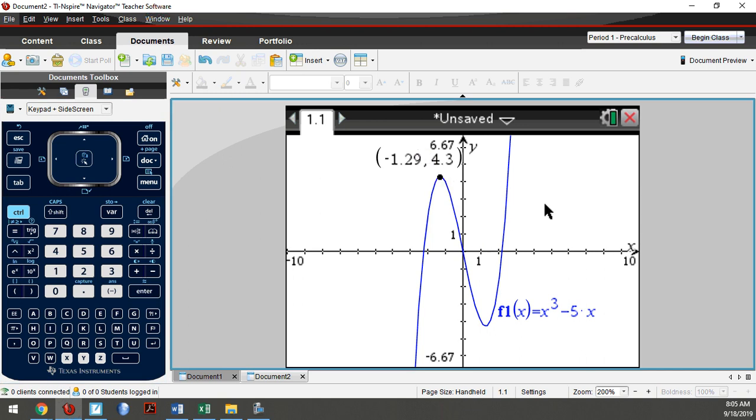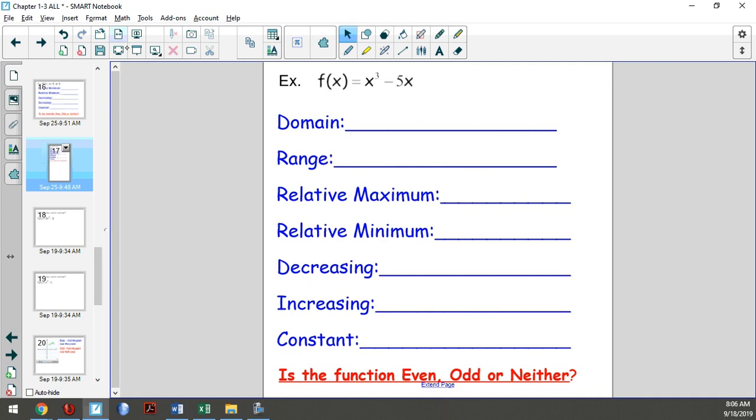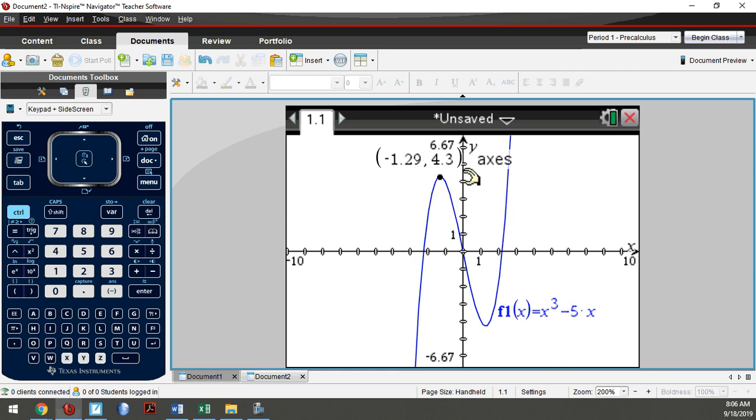Okay, what is that point just understood to be for us? Yeah. Okay. So this is going to be our lovely little maximum. So if this is our maximum at negative 1.29, and what was it, 4.3? Should have been. So we're going to come back over here and we're going to do our minimum value.